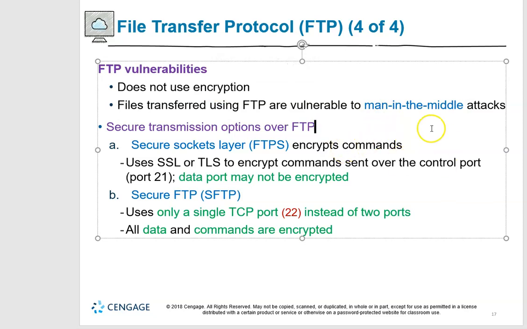So what are the fixes? I said there are two. One's a backfit, one's a redesign. So this one can be considered a backfit. The way to remember that is the S is tagged on the end, backfit. So it uses a secure socket layer to encrypt the commands. So it's the existing FTP riding in this secure sockets layer, SSL or transport layer security, to encrypt the commands sent over the control port. So that way the data port, and in this case the data port, may not be encrypted.